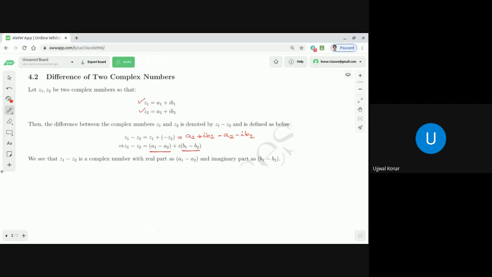So this is the way we perform the difference of the two complex numbers. Dear students, the way we have learned so far is that in any number system, we perform the algebraic operations: addition, then subtraction, then multiplication, then division. The next point we are going to discuss is the multiplication of two complex numbers. Now, how to perform the multiplication of two complex numbers, that we are going to discuss now.